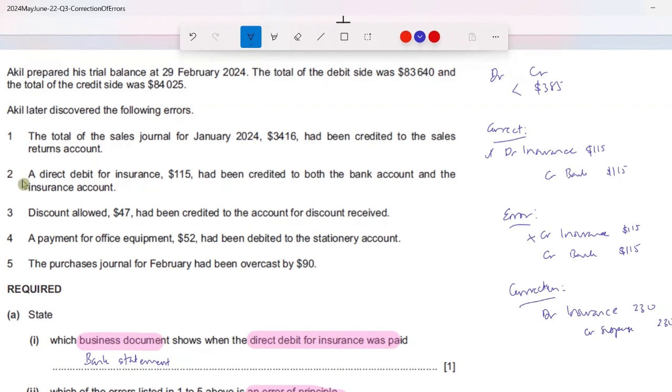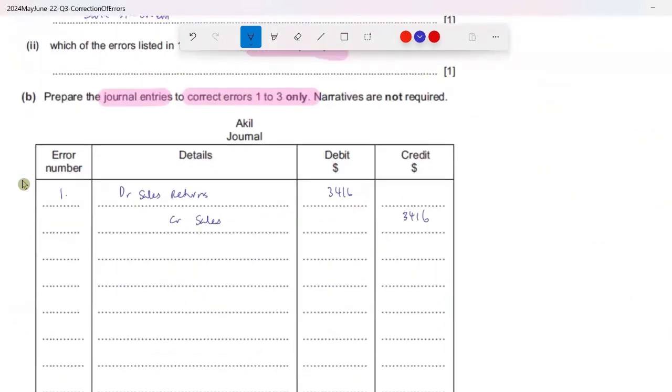Let's put this into the journal answer for error number 2. We debit insurance expense 230, right? 115 times 2. The first is to reverse the error. The second is to record the expense. And we'll credit the suspense account.